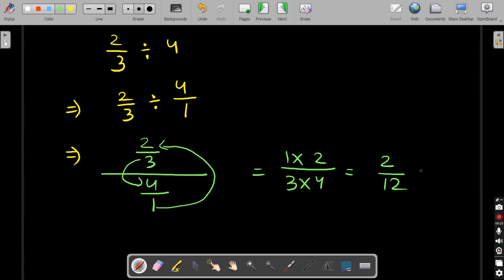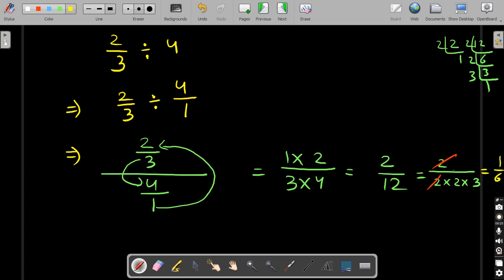Now it can be simplified further also. How can I simplify? If I take the prime factor, for example 2, then I get 2 1s are 2. If I take 12, then I get 2 6s are 12. 2 3s are 6, 3 1s. So I will write here 2, and here instead of 12 I can write 2 into 2 into 3. Now I will check whether I can cancel 2. Now what is the final answer, student? I can write here 1 by 6, because nothing else is there, then 1 by 6 is your answer. Hope you got the logic of how I am solving.